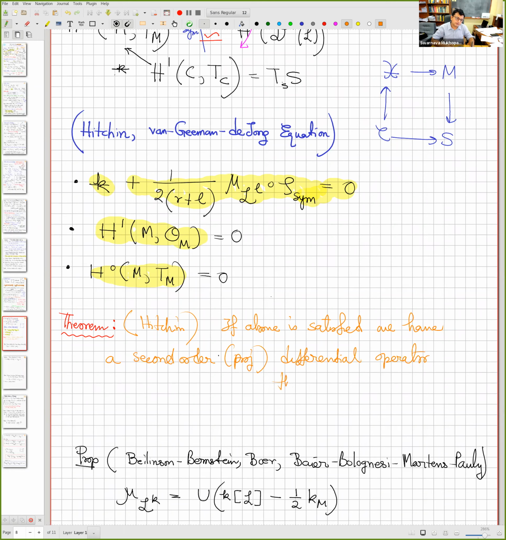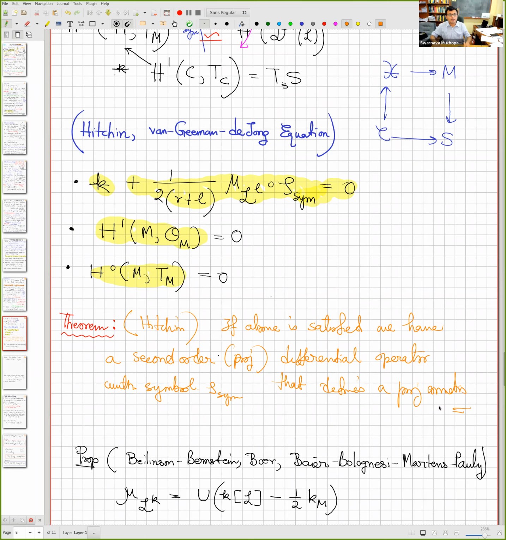That defines a projective differential operator with symbol rho sim, that defines a projective connection. Okay, so these conditions I'm going to call the Hitchin equations, and also you can call it the van Geemen and de Jong equation, because van Geemen and de Jong studied this problem in a more general context. The same question was also studied in Hitchin's paper, but from the symplectic geometric context of scalar and scalar polarization.